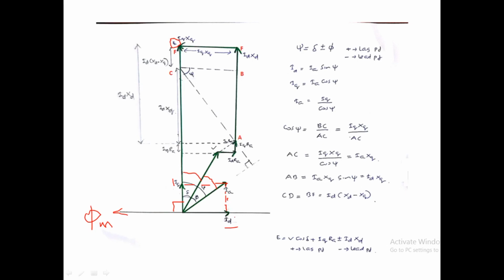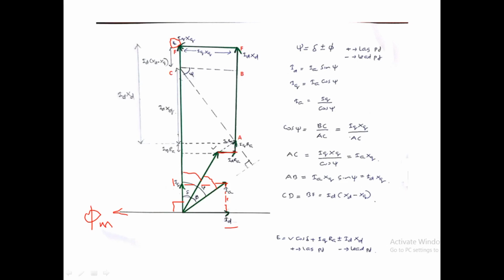Okay, now how will we draw the drop Id into Ra? So Id into Ra will be always parallel to Id. So from the terminal, from the voltage vector, from here we are drawing Id into Ra, which will be parallel to Id.